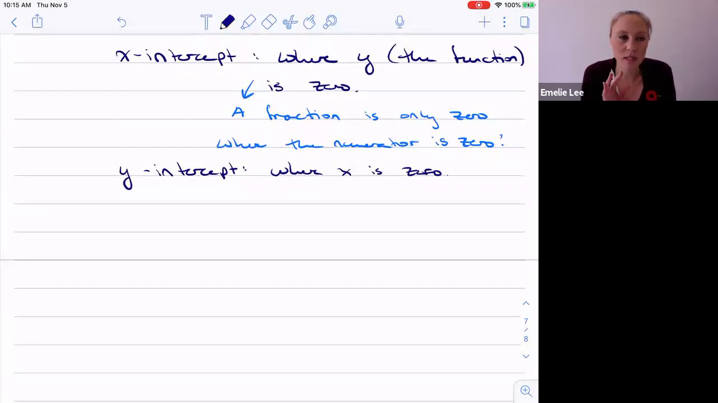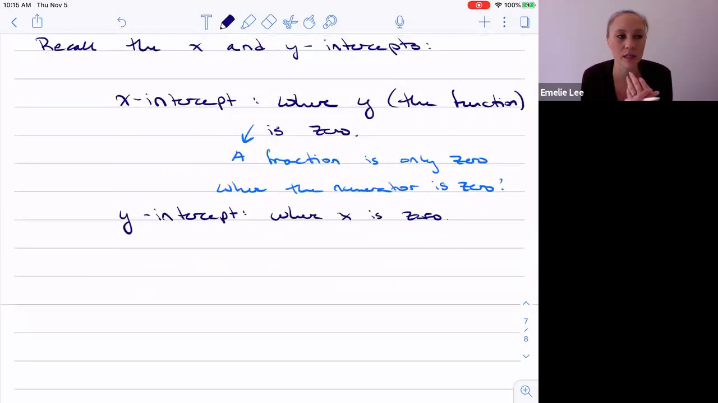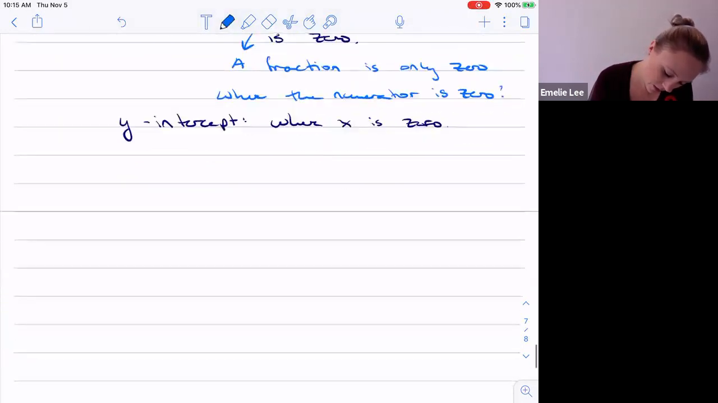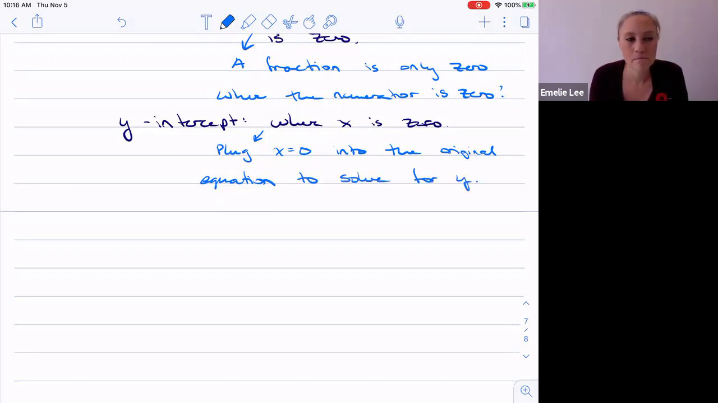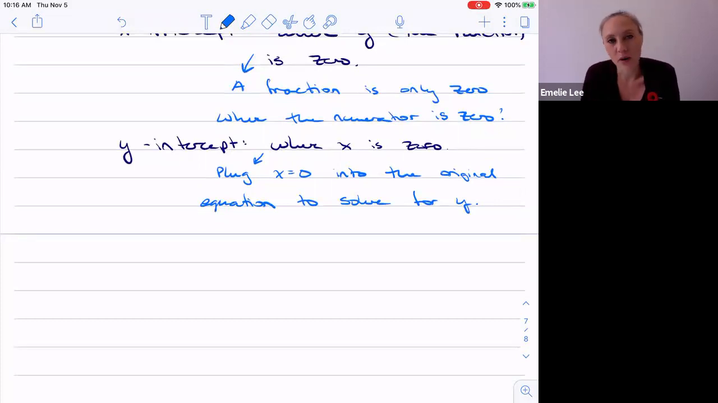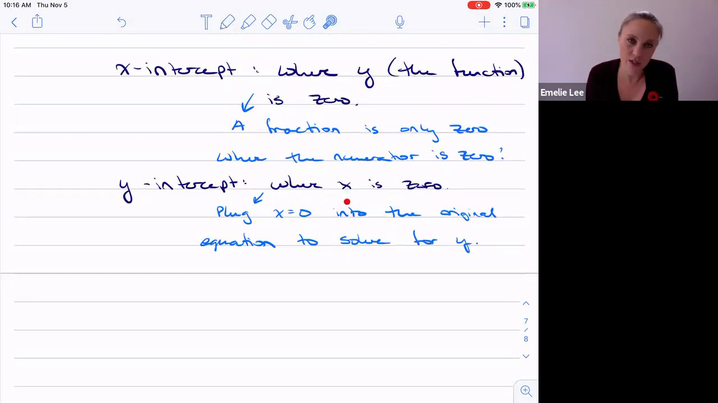What I would do is, just to be safe, if you factored things, I would probably recommend using the original fraction, so the original polynomial over a polynomial that you've been given, just in case your factoring is wrong. So plug x equals 0 into the original equation to solve for y, which is your y-intercept. So the x and y-intercepts we've already dealt with in the quadratic, but now the logic still stands, where the x-intercept is where y is 0 and the y-intercept is where x is 0.